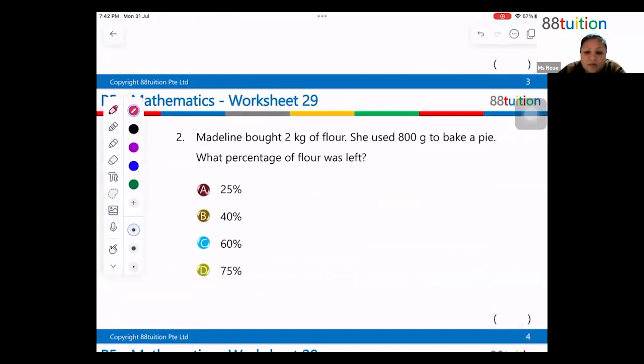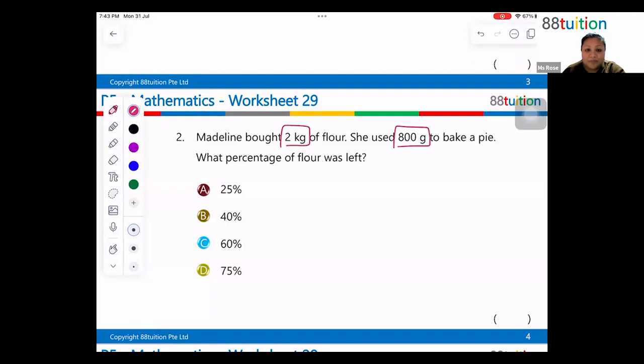Okay, so for question number 2, take note, Bella, Evan, and Gordon, what happened? Your answer is not correct. Why? Because you chose... yeah, you try again. So now, please make sure that when you're putting numbers into fractions, the units must be the same. So in this case, I have 2 kg of flour and this is 800 grams.